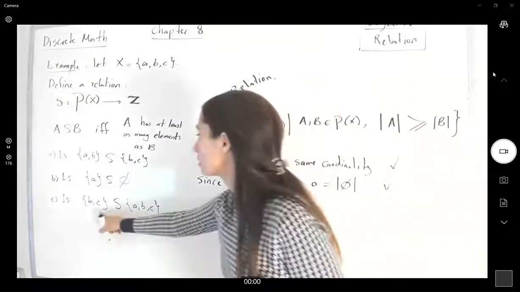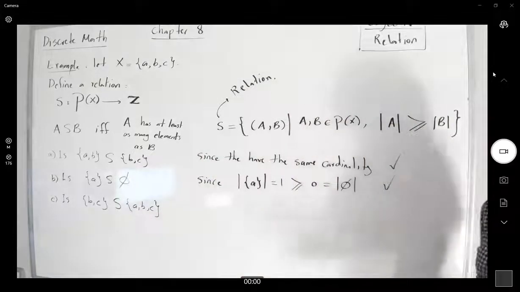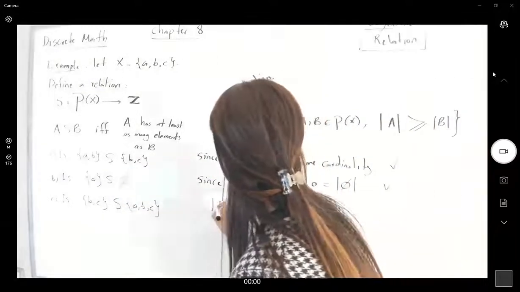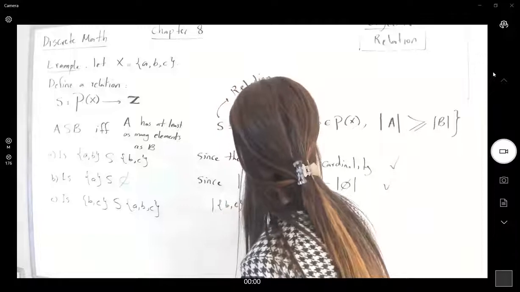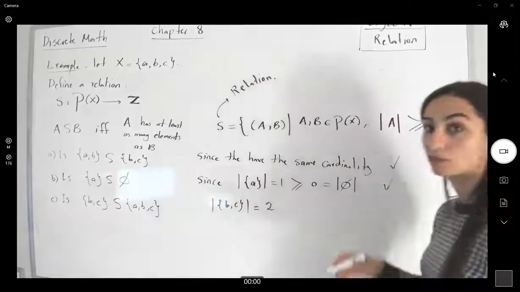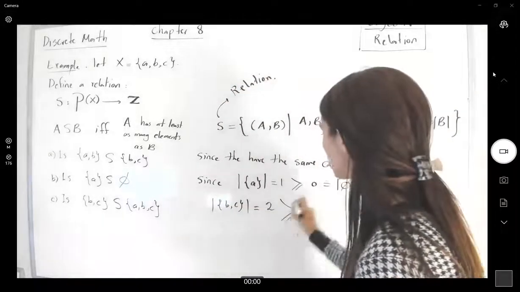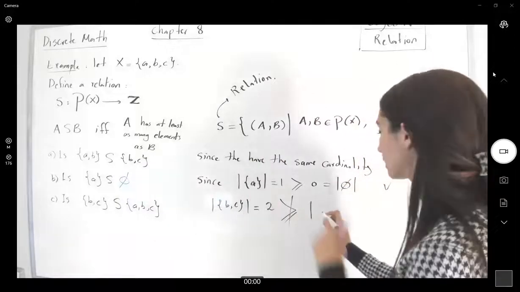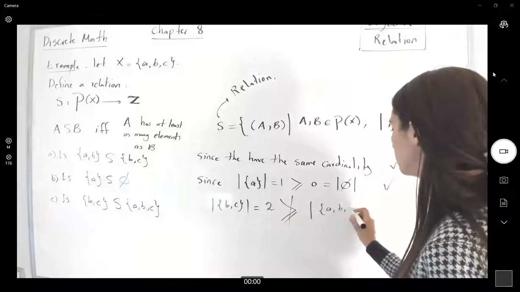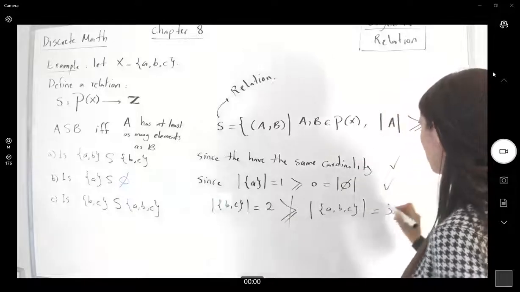But what about this one? The cardinality of set B, C is 2, which is not greater than or equal to the cardinality of set A, B, C, which is 3.